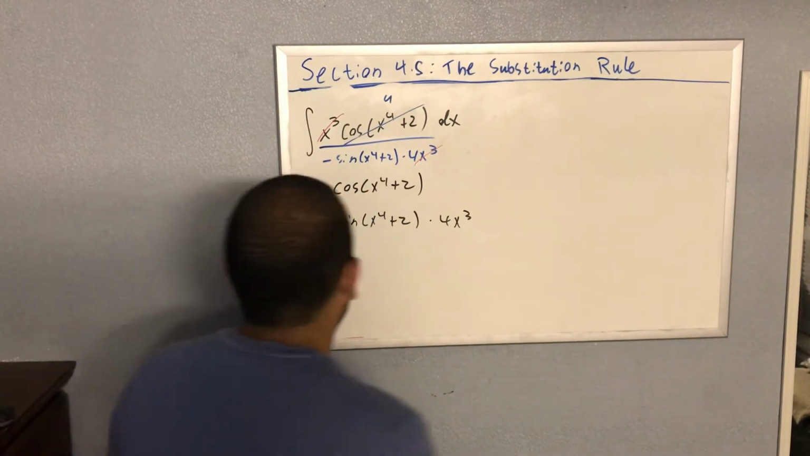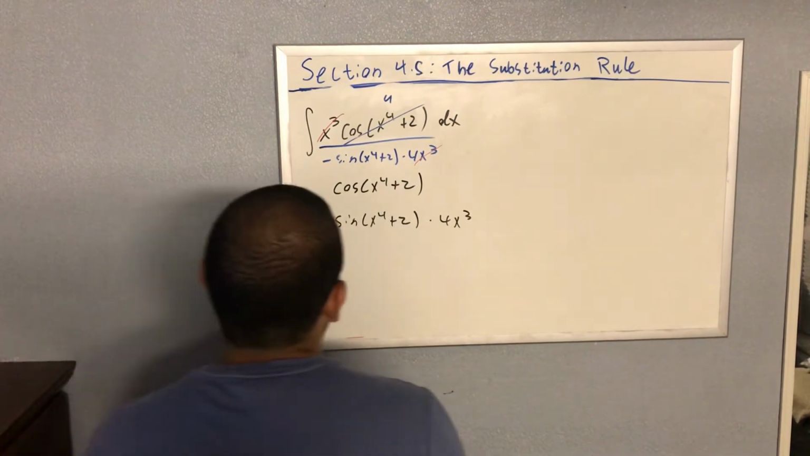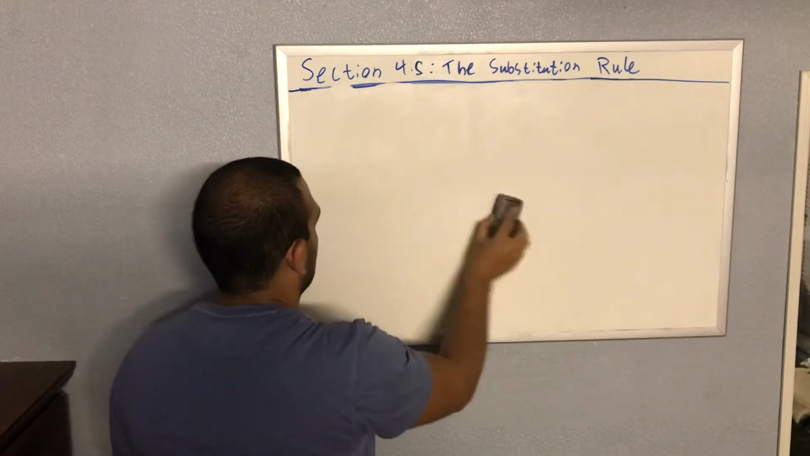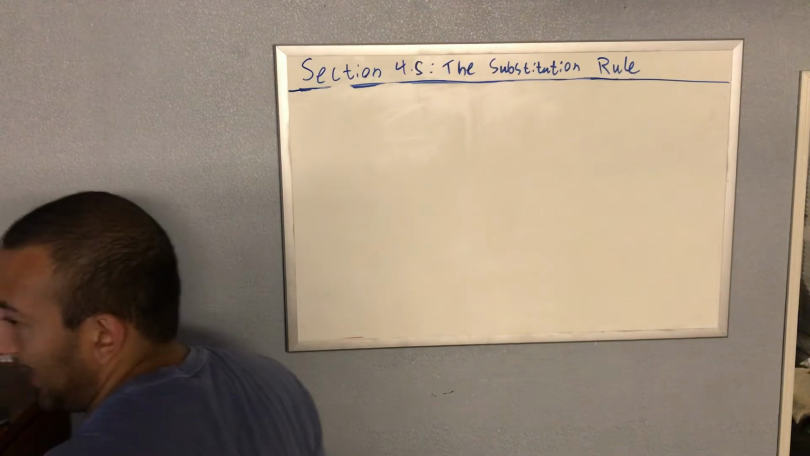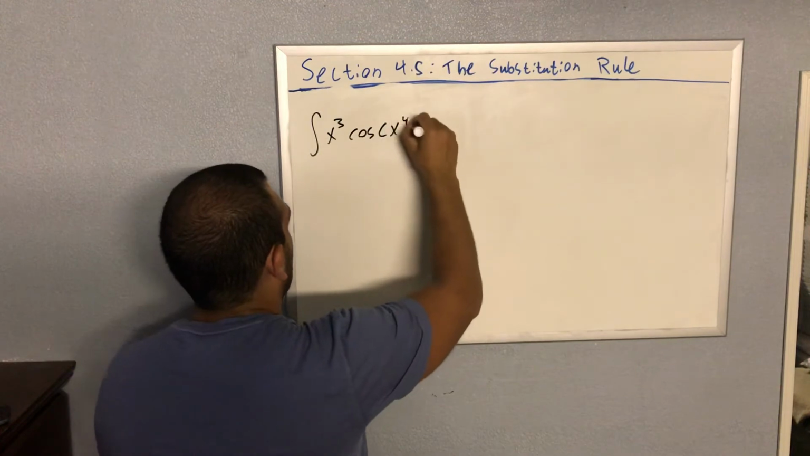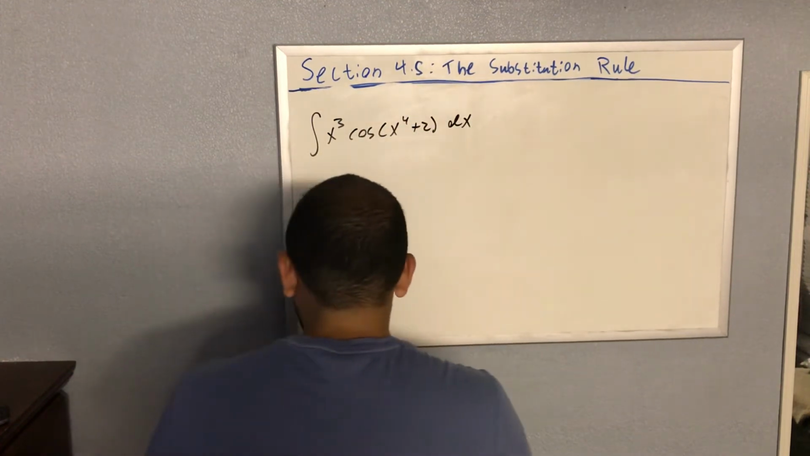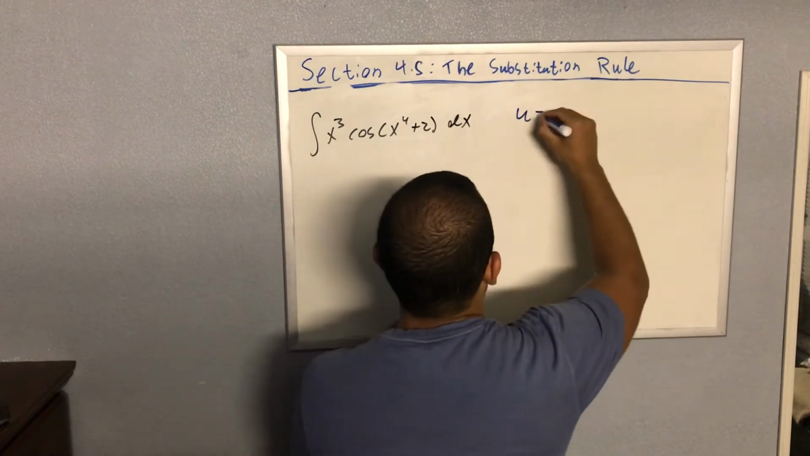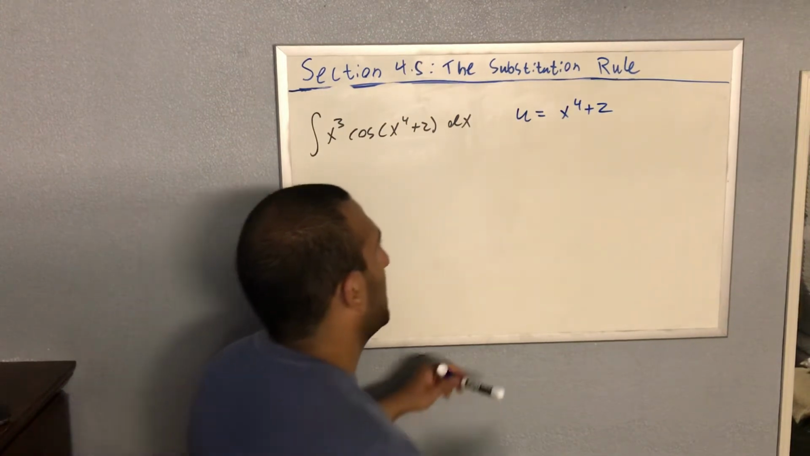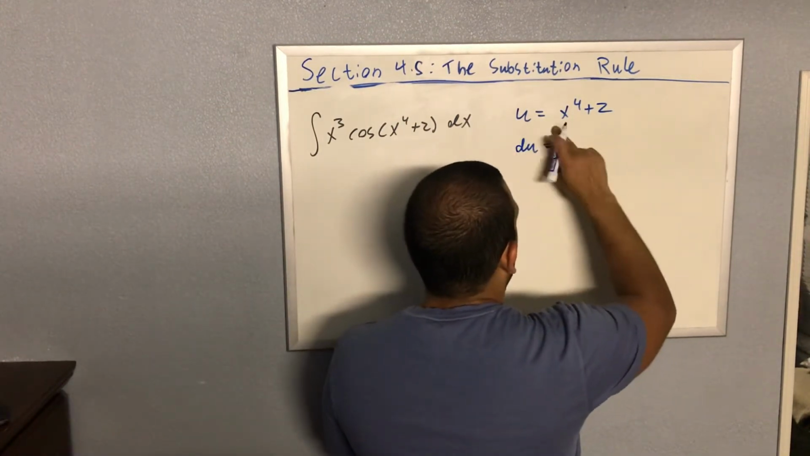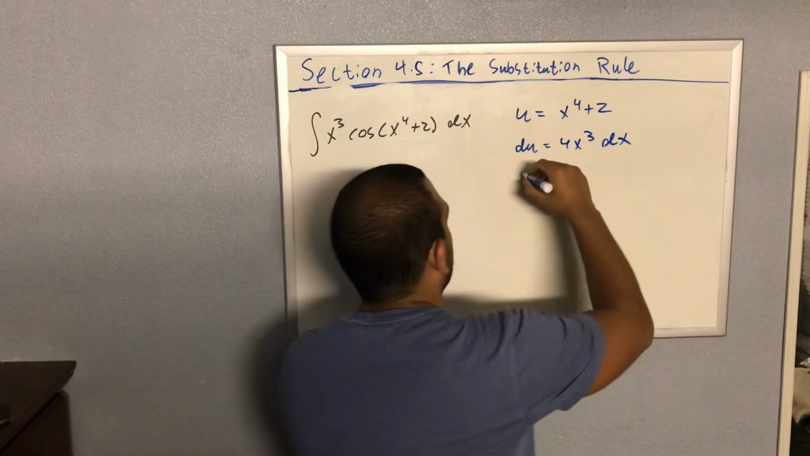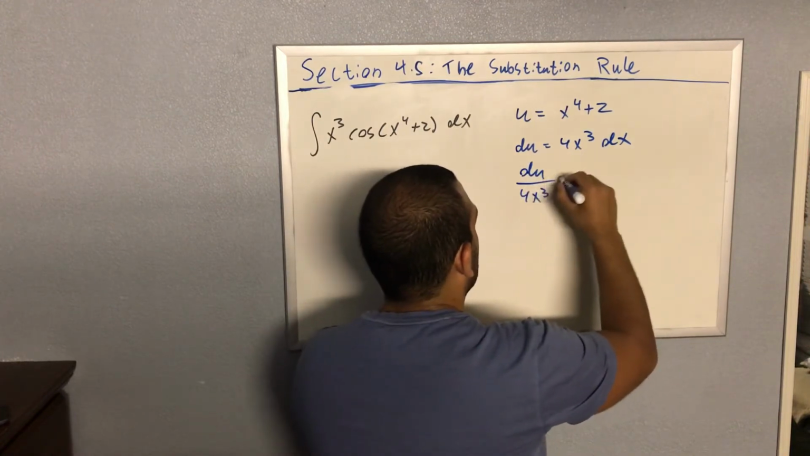But at this point, you might see what the better choice is: just let it be x to the fourth plus 2. That is going to be really nice, because that is a thing that canceled out with the x cubed anyways. So what we're going to do instead is let u be x to the fourth plus 2. And when you take the derivative, you get that du is 4x cubed times dx, meaning that du over 4x cubed is dx.